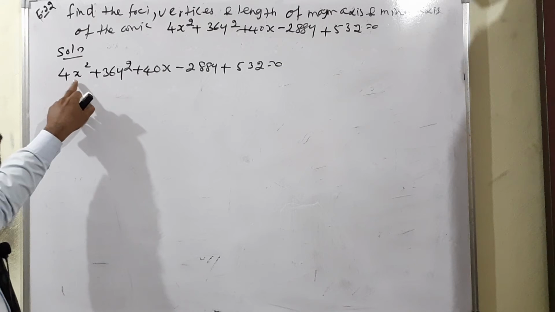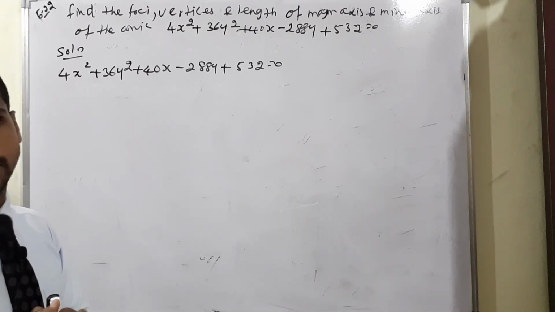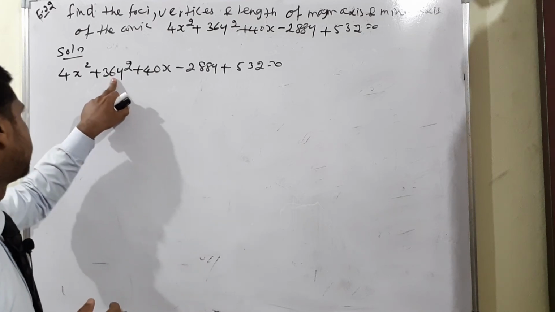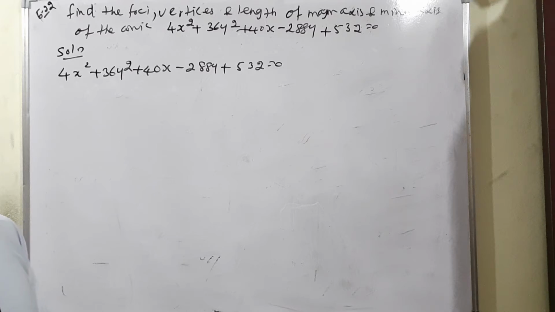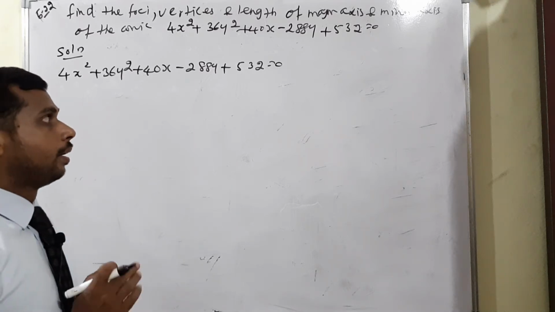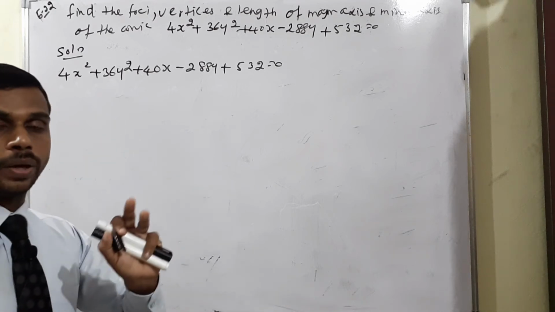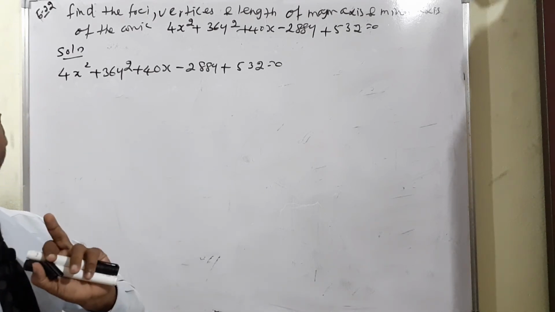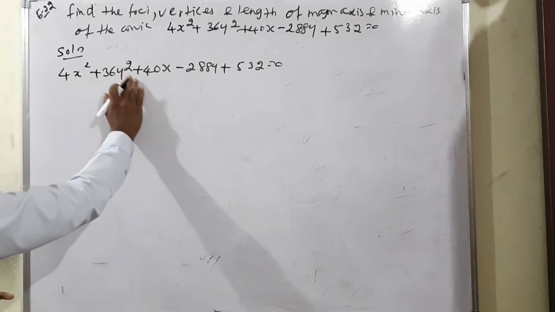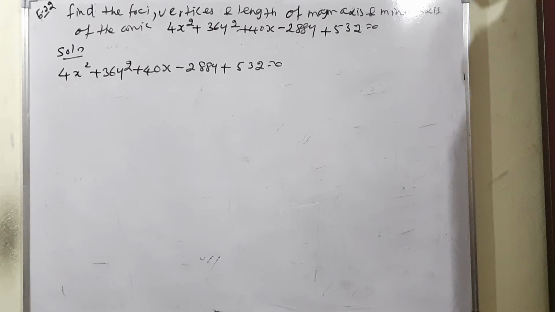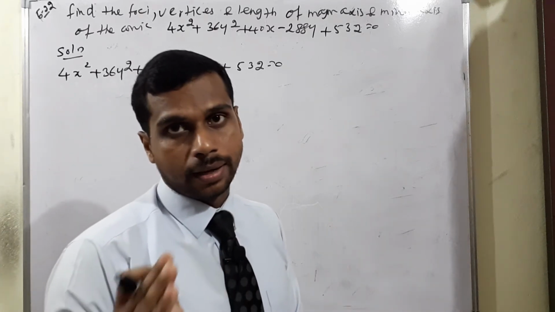Why? If the coefficient of x² equals the coefficient of y², we can say it's a circle. Here 36 and 4 are not equal, therefore it is not a circle. Then parabola: only one variable is squared, either x² or y². But here both x² and y² are there, therefore it is not a parabola. So the remaining two are ellipse and hyperbola.